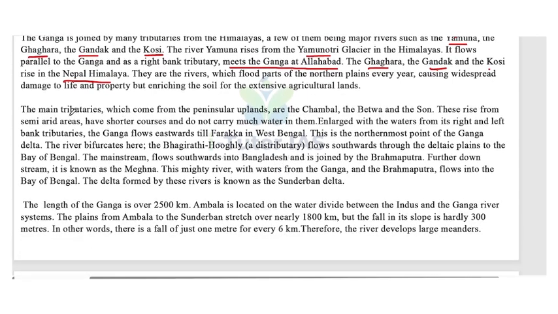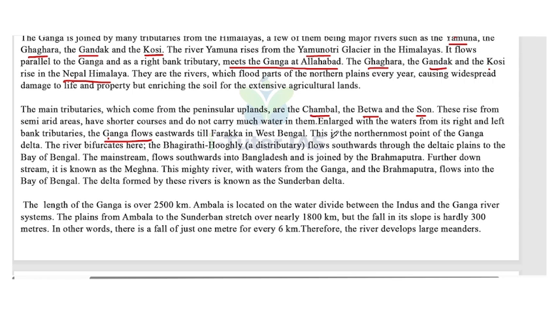Now, the main tributaries which come from the peninsular upland are the Chambal, the Betwa and the Son. These are other tributaries of river Ganga. These rise from semi-arid areas, have shorter courses and do not carry much water. Along with the waters from its right and left bank tributaries, the Ganga flows eastward till Farakka in West Bengal, and finally it reaches the Bay of Bengal.